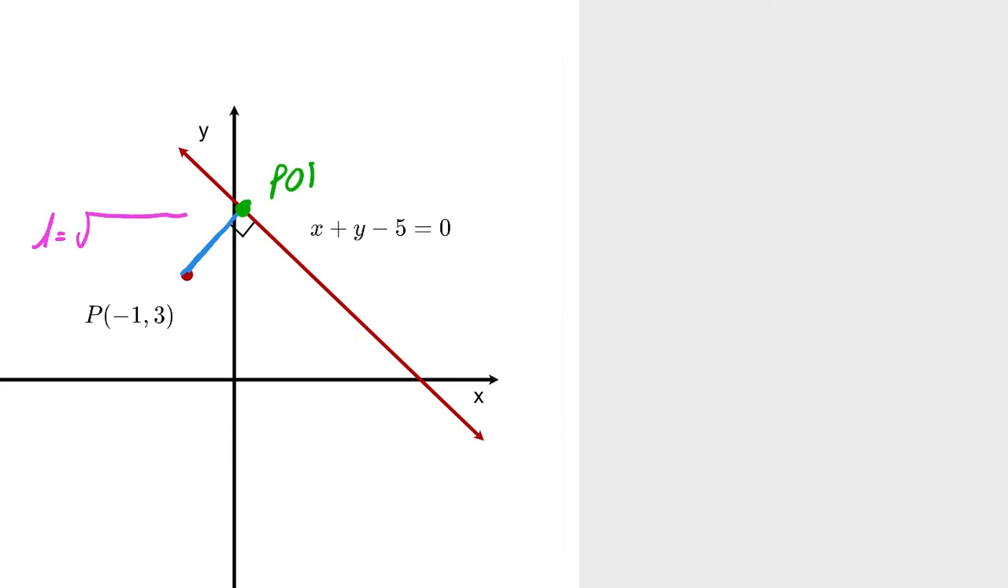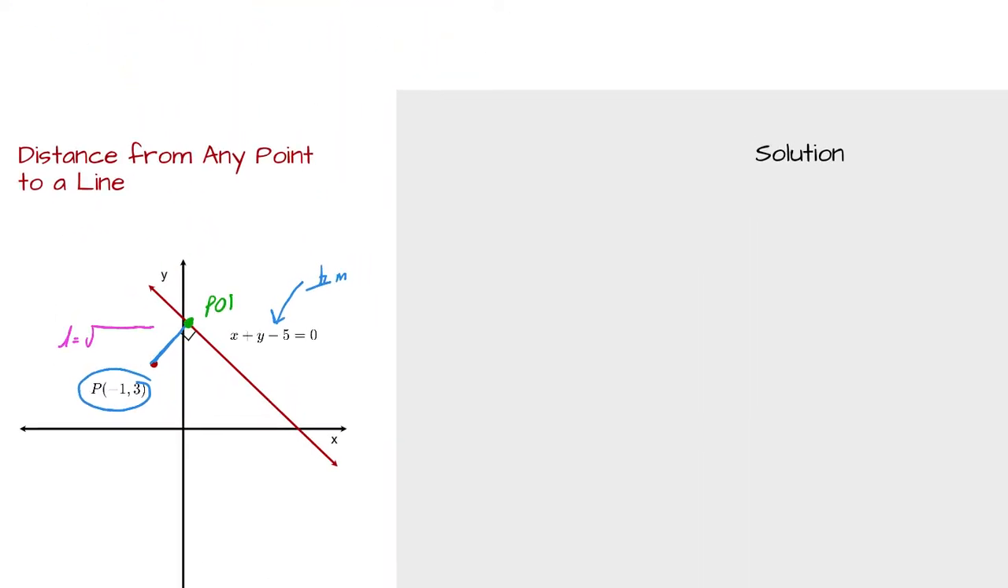On to step 1, finding the equation of the blue line. Well, we need a point and a slope. We have a point, and we can get our slope from the equation given. We just have to find the perpendicular slope of that. So step number 1, creating that blue equation.